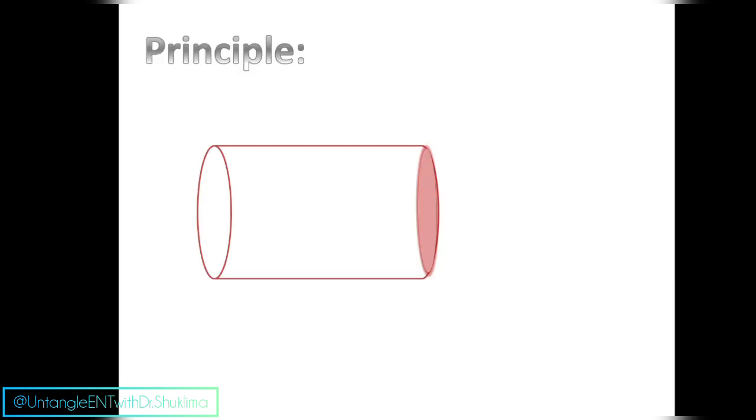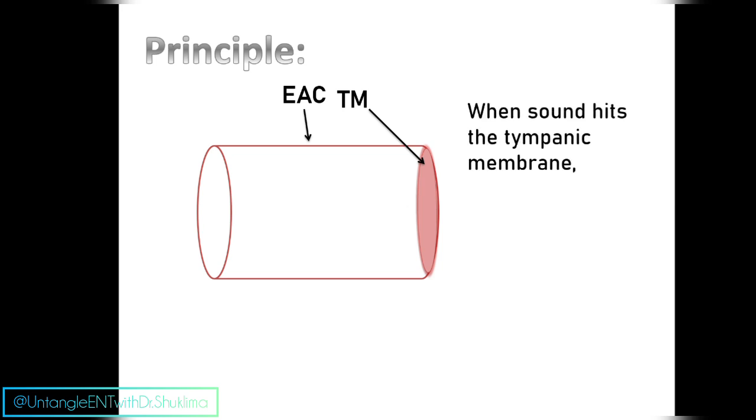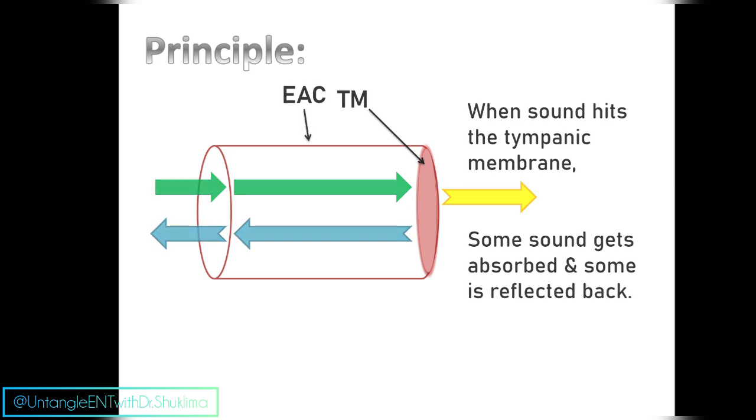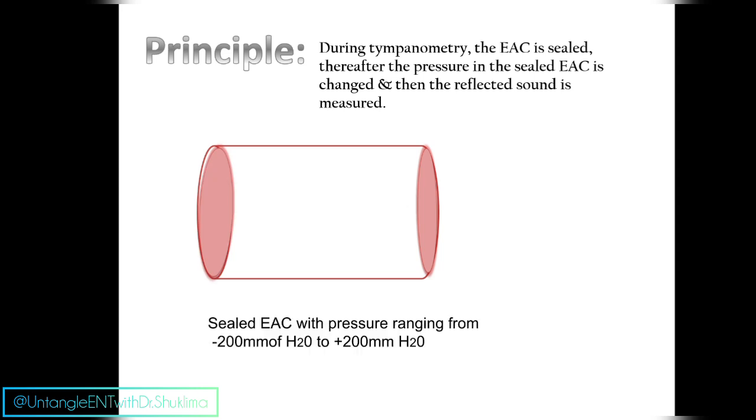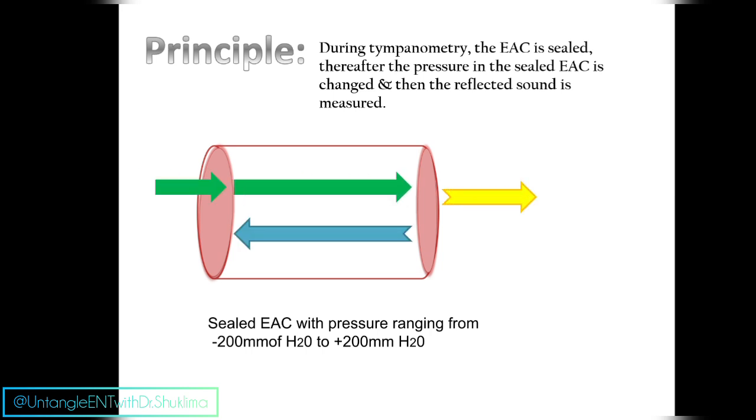Let's learn about the principle of tympanometry. Imagine this cylinder to be your external auditory canal and this thing as your tympanic membrane. Now, when the sound hits the tympanic membrane, some sound gets absorbed and some is reflected back. In tympanometry, the EAC is sealed and thereafter the pressure in the sealed EAC is changed and the reflected sound is measured. The sealed EAC has a pressure which ranges from minus 200 mm of water to plus 200 mm of water. Now the sound comes, it hits the tympanic membrane, some is absorbed and some part is reflected. The reflected sound is measured. Now this sound is interpreted through tympanometry.